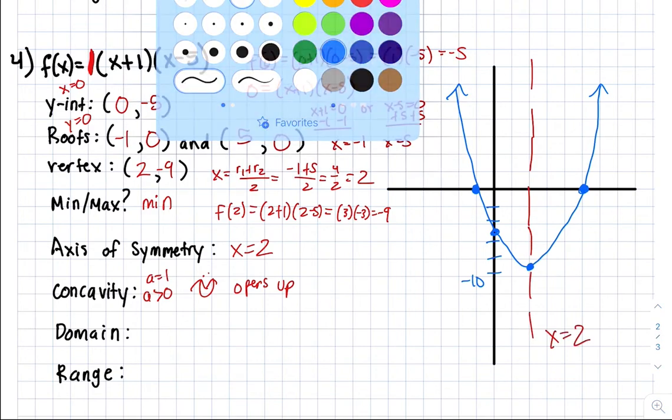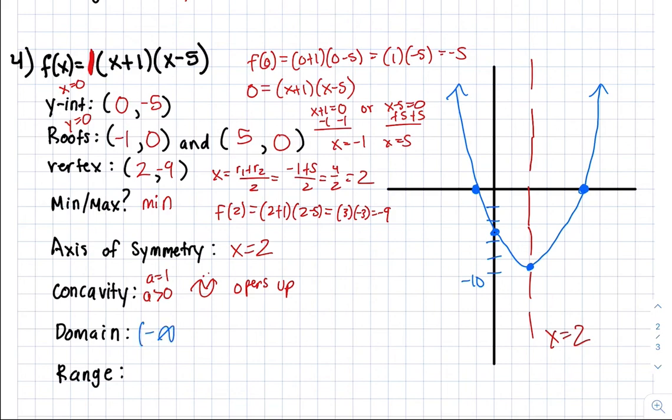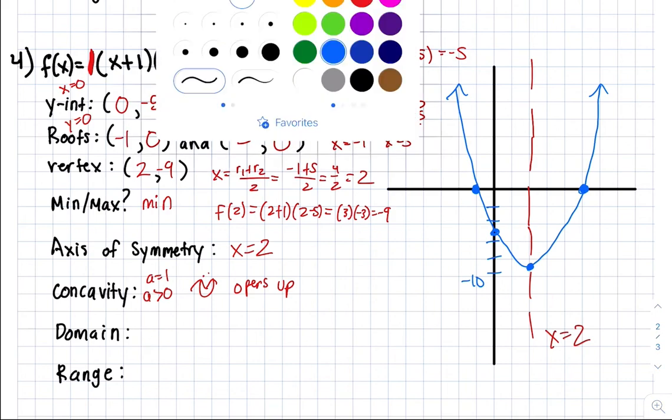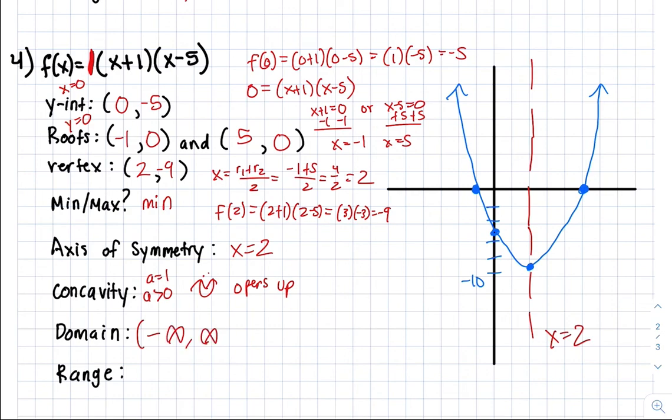Alright, domain. How far left is this graph going? All the way to the left, so negative infinity. How far right? Positive infinity. What's the lowest value? For range, the lowest value is bracket negative 9 to the highest, infinity.